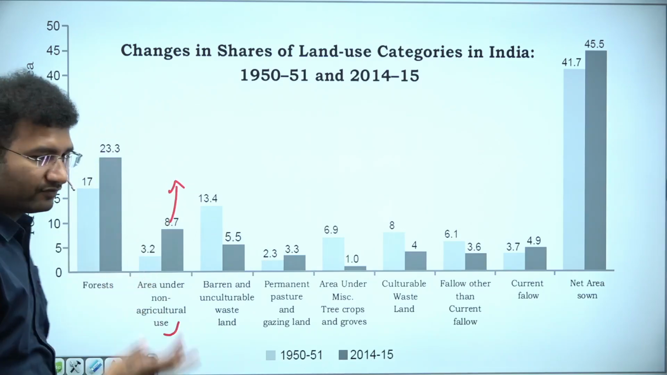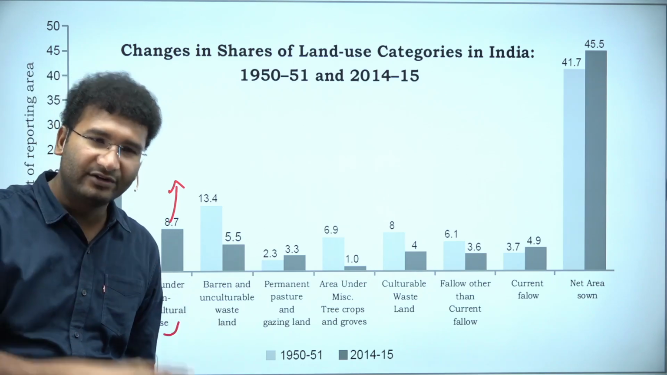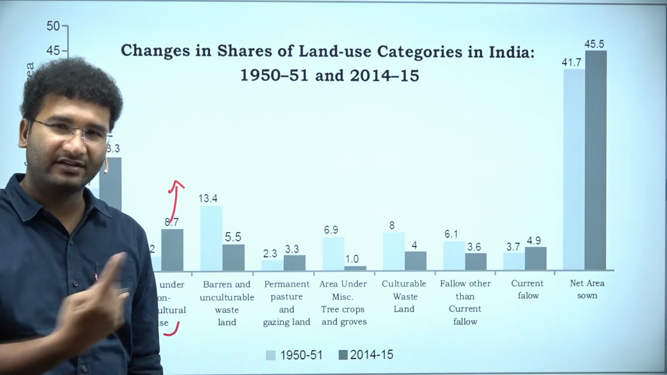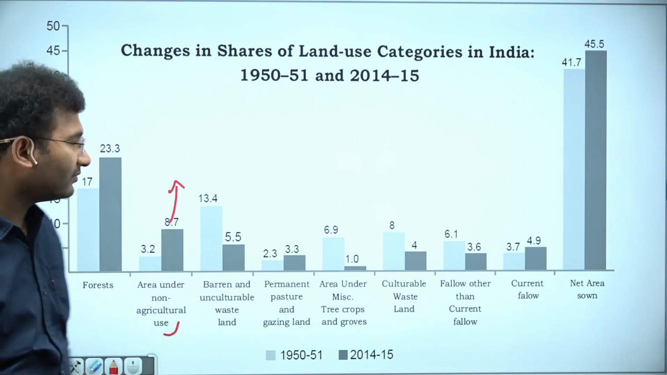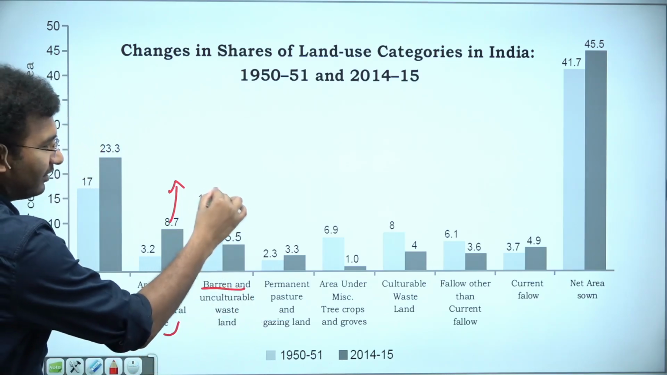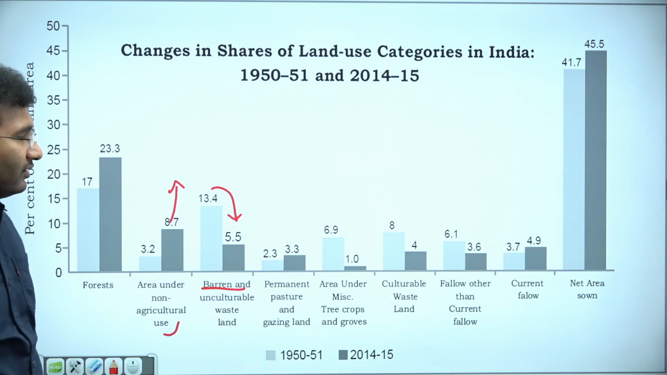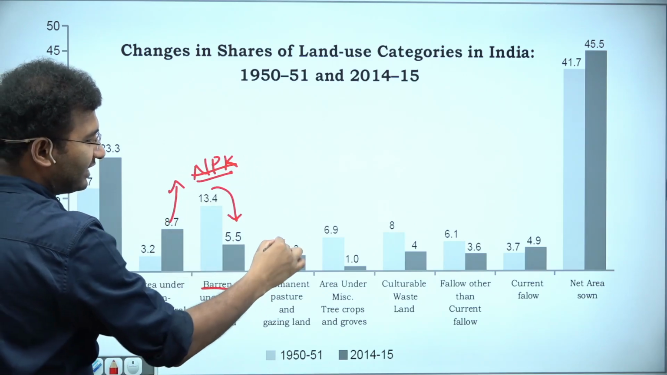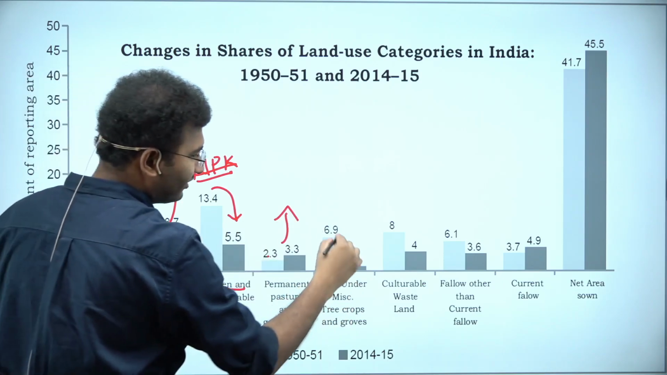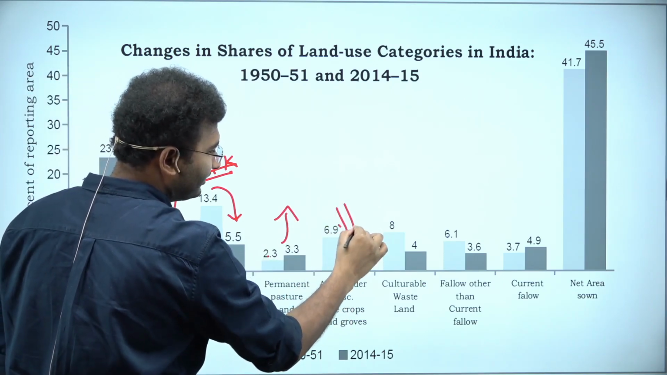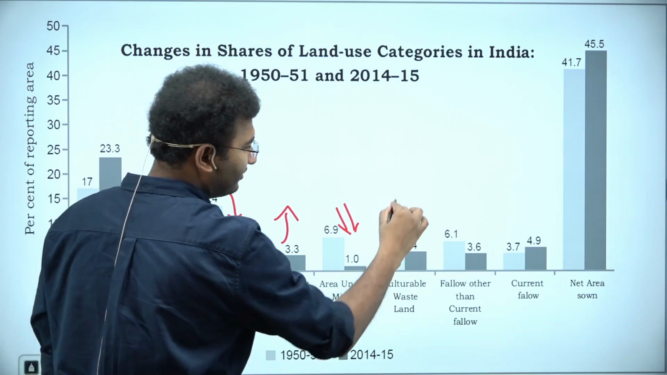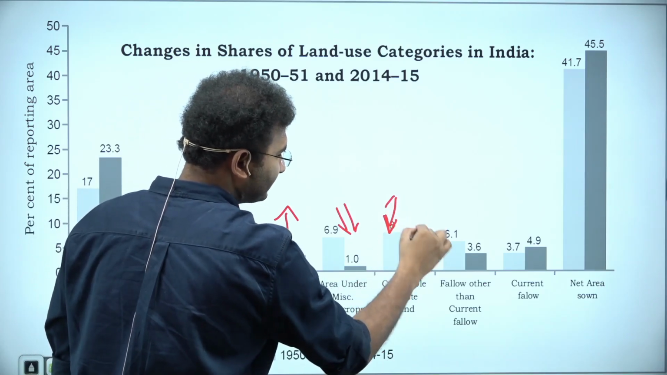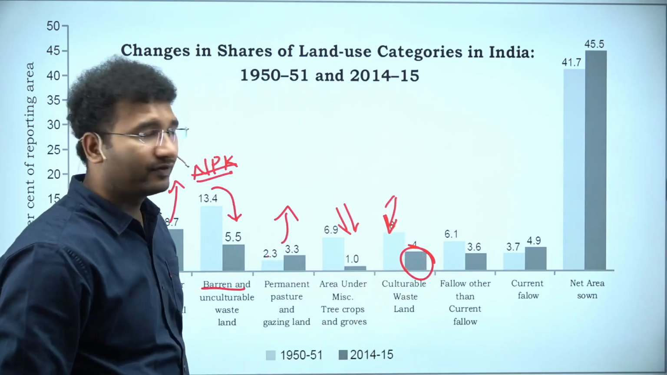That means we have gone for cultivation, land reduced, and urbanization increased. This is what you can say. Barren land हमने decrease किया, right? Why? NPK, fertilizers. Pastures land increase किया हमने. Area under miscellaneous tree cover, it got reduced. Culturable wasteland, you already know what is culturable wastelands. This is also reduced in 2014-15.